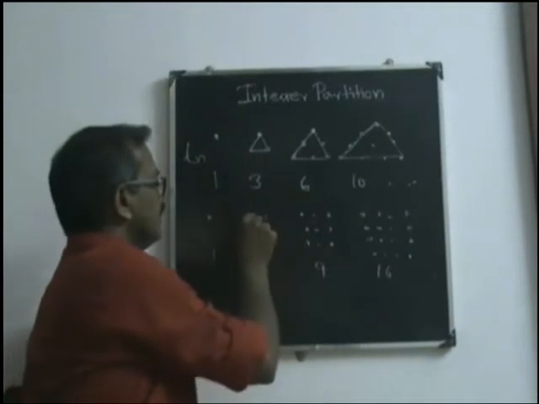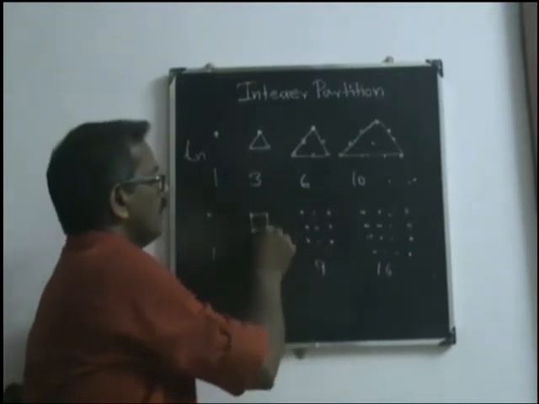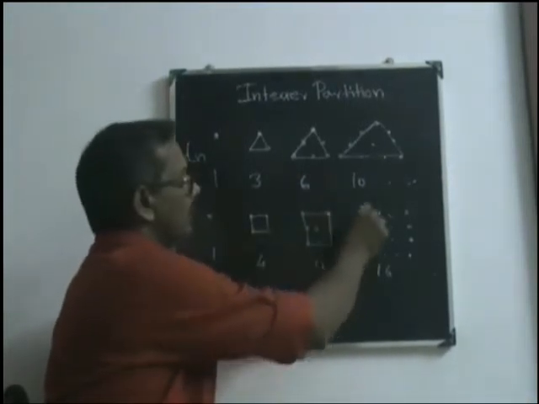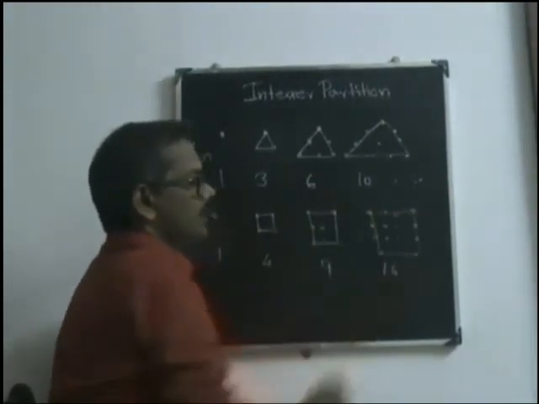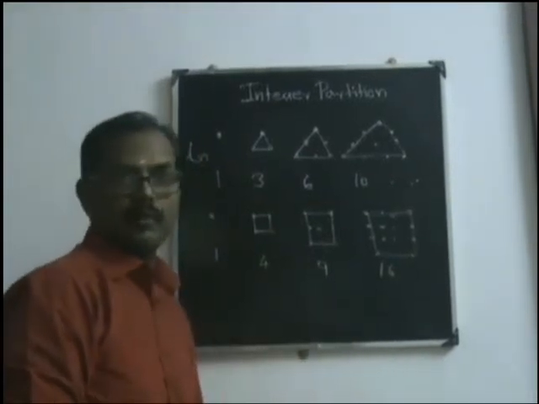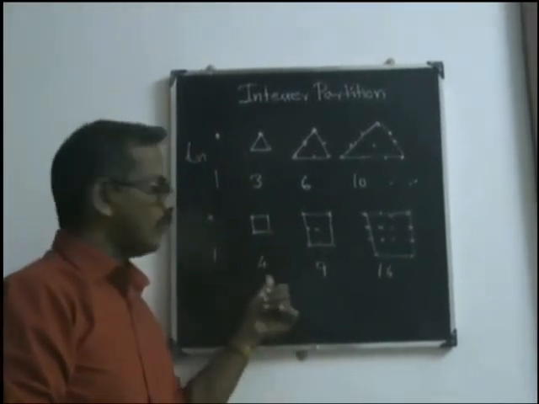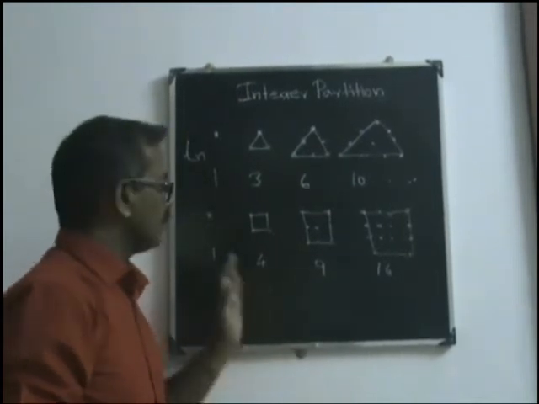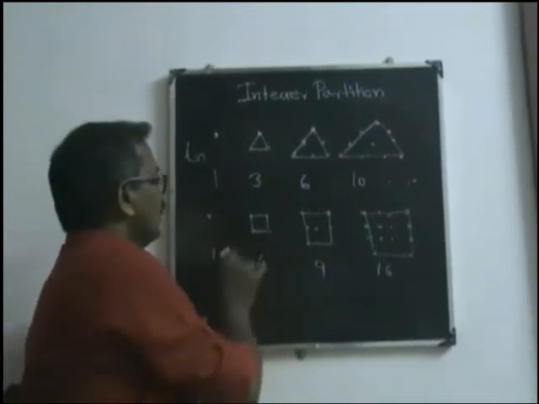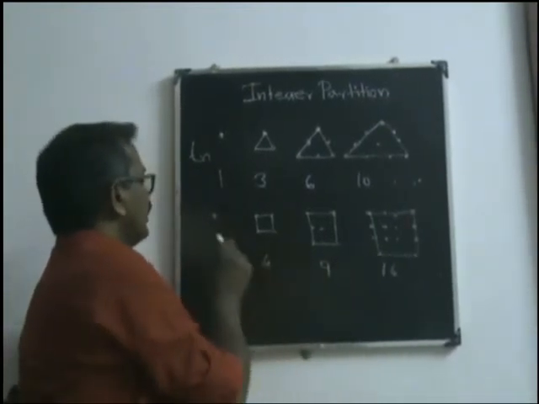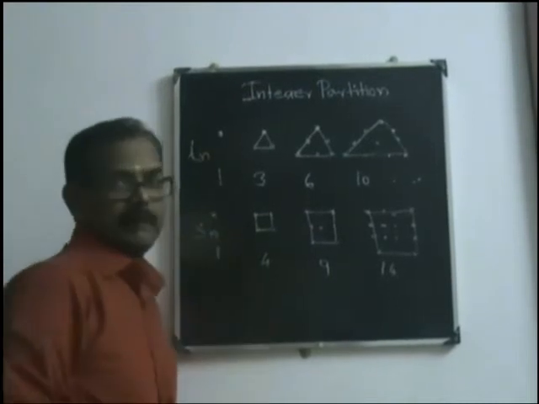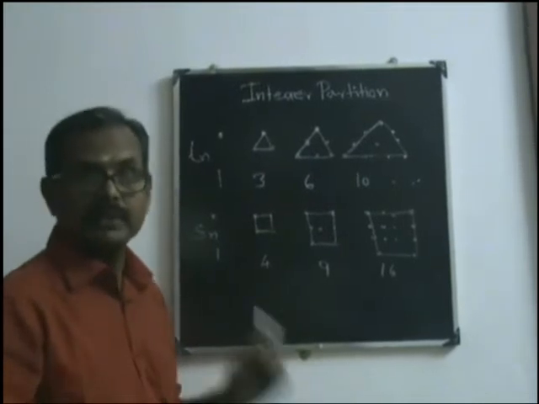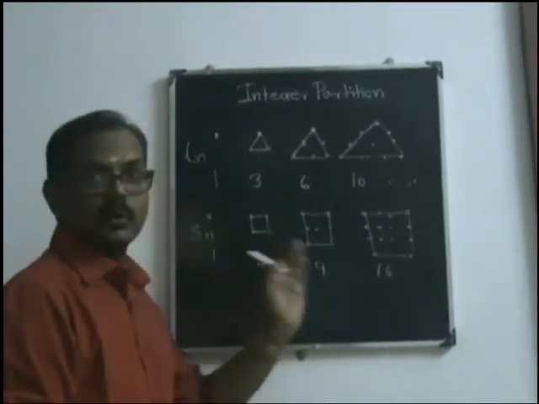Now if you connect the dots in the outer boundary, you get a square. So here also if you connect, what do you get? You get a square. And once again here also you get a square. So these numbers are called square numbers. We know that the square of 1 is 1, the square of 2 is 4, the square of 3 is 9, like that. So that square term came like that. These numbers are called square numbers and can be represented as Sn. So we have two kinds of numbers: one is triangle numbers, and the other is called square numbers.